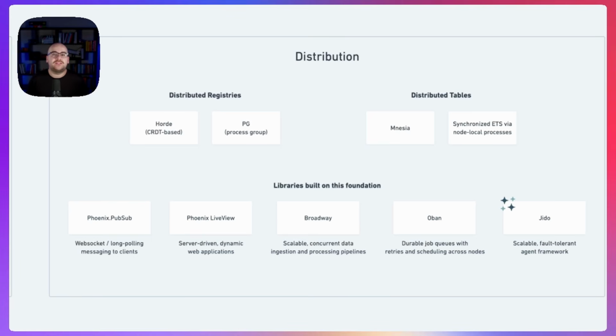Phoenix LiveView brings server-driven dynamic web applications that operate by sending tiny HTML diffs over the wire, with state and messaging managed in a process on the server. This inspired things like Laravel Livewire and Rails Hotwire. Broadway is a scalable, concurrent data ingestion and processing system that efficiently works through huge messaging workloads. Oban is a job queue system with retries and scheduling across nodes, and Jido is a new scalable, fault-tolerant agent framework that's really starting to gain momentum.